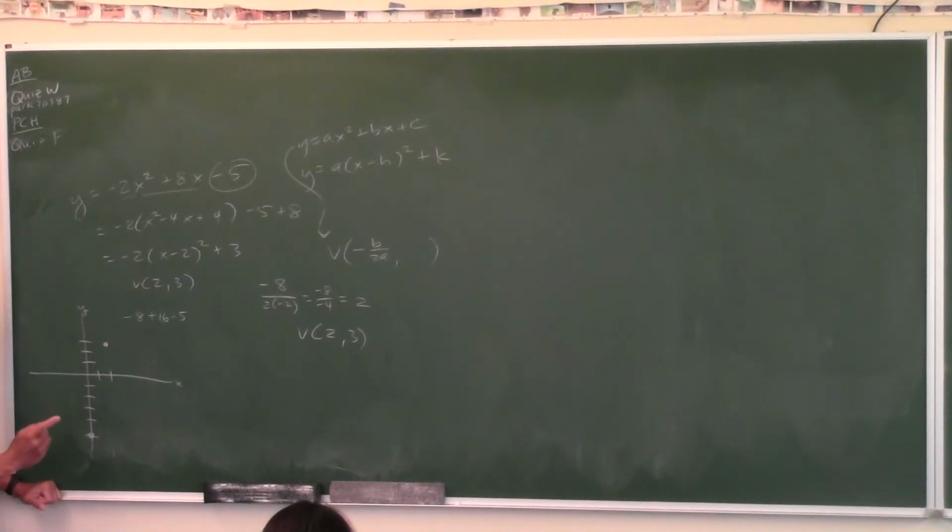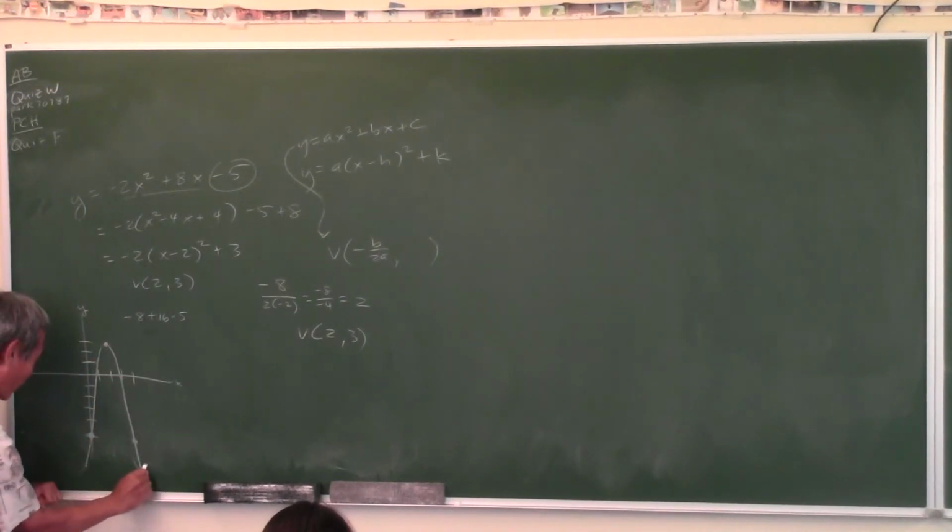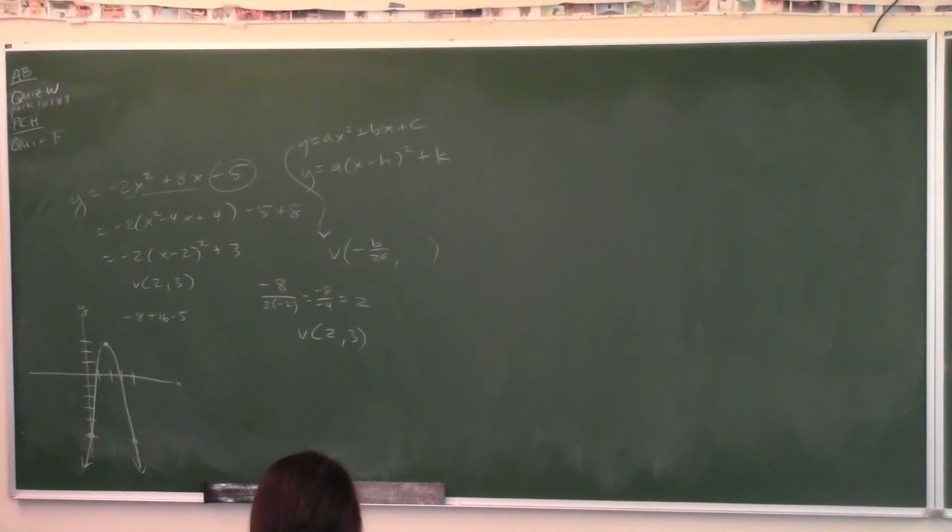But then a parabola has symmetry. So here's the vertex. If I go 2 this way and that much down, that means if I go 2 that way, don't I have to go that much down? Yes. Now you can just go. That's the fast way to graph a parabola.